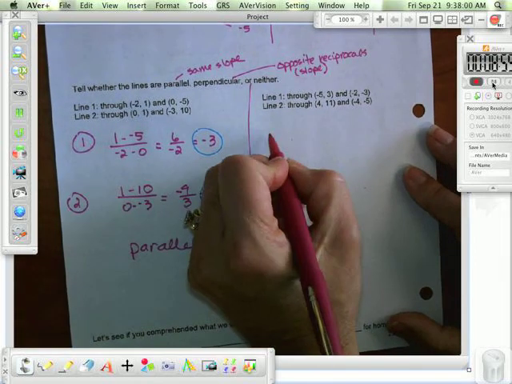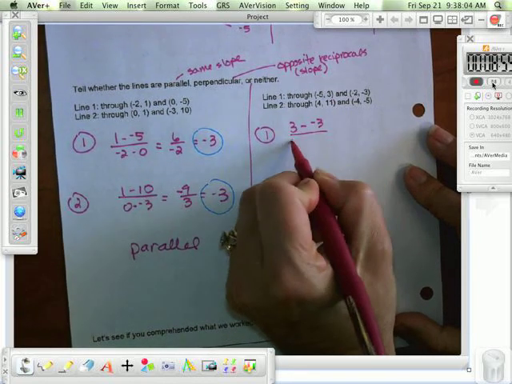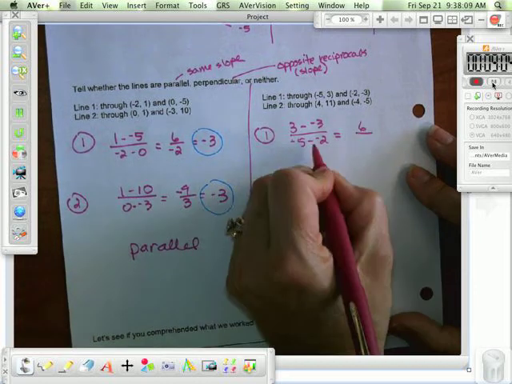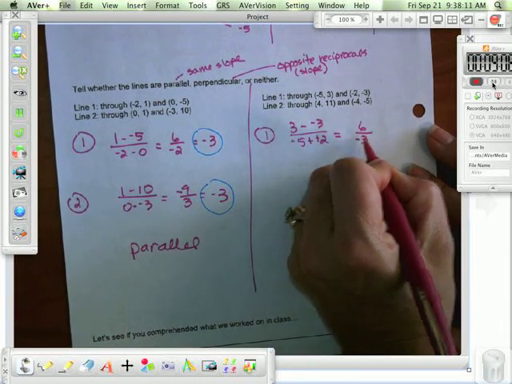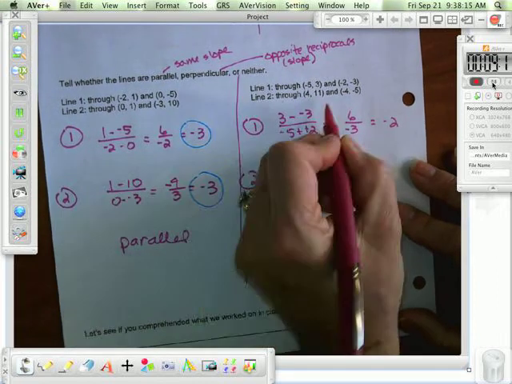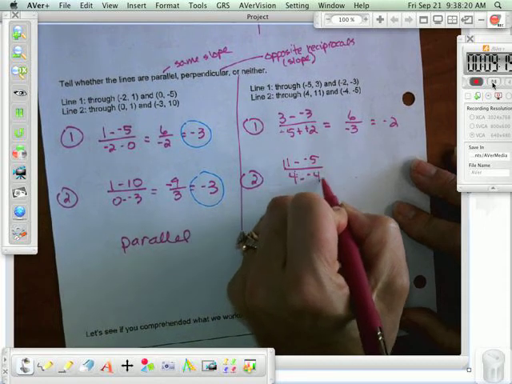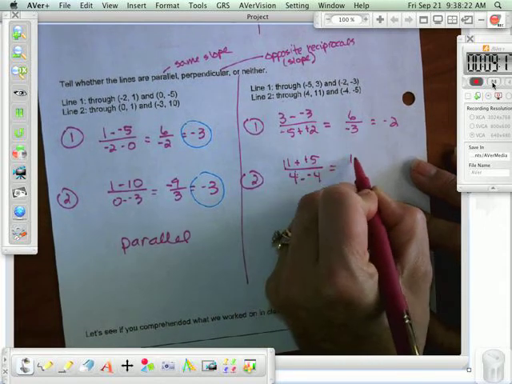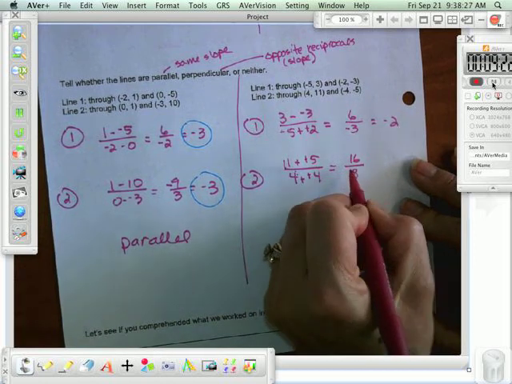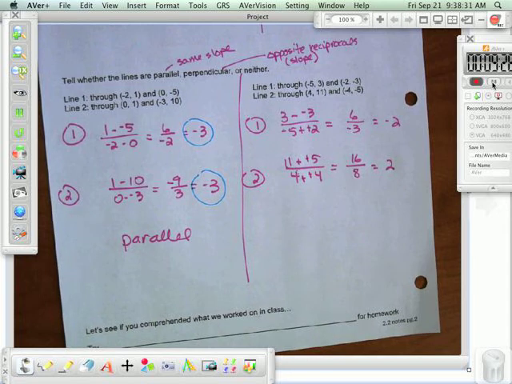All right, do line 1. 3 minus negative 3 and negative 5 minus negative 2 equals 6 over negative 3, which is negative 2 slope. 11 minus negative 5, 4 minus negative 4, 16 over 8 equals 2. What did I do wrong? I did something wrong. Oh, no, I didn't. I did it right. What does this tell me?